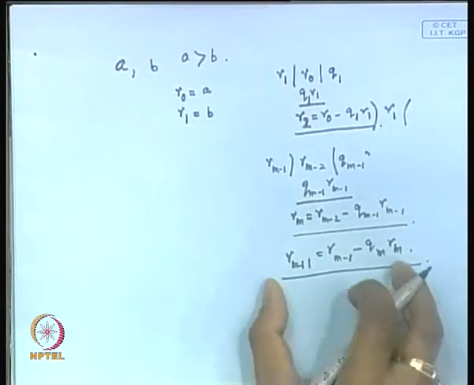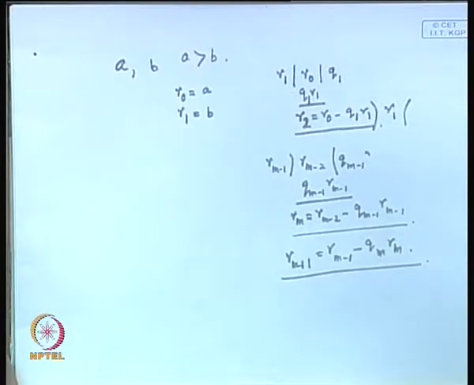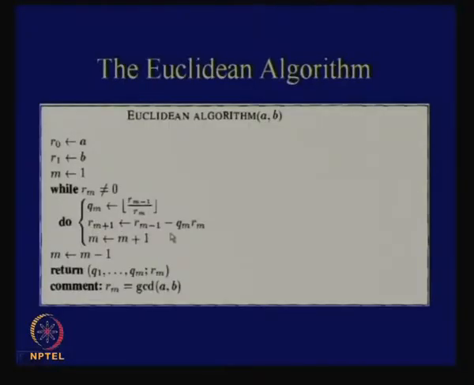So this particular step is written out here: Rm plus 1 equal to Rm minus 1 minus Qm into Rm, and you increment m each time. When you get the value of the remainder equal to 0, you set m equal to m minus 1, that is the previous stage, and report the corresponding Rm, which is the previous divisor, as the GCD. Now, what is the reason why this is correct?